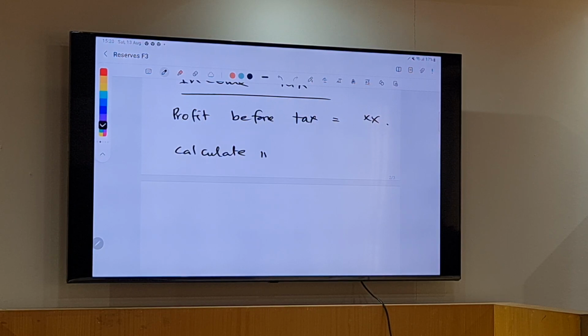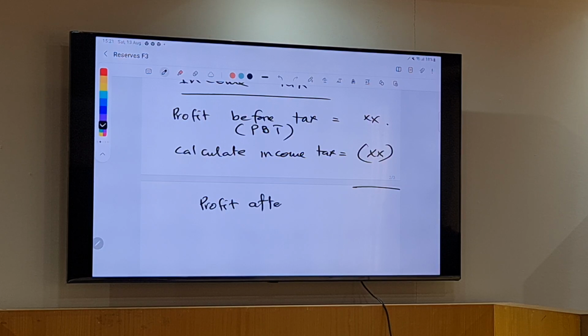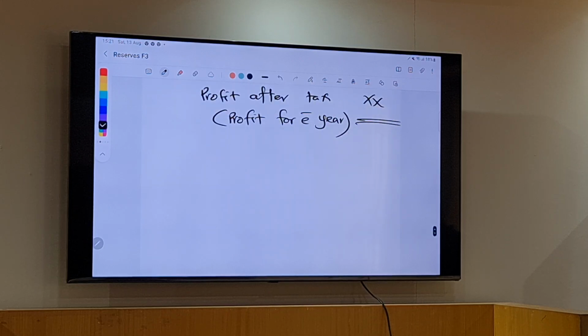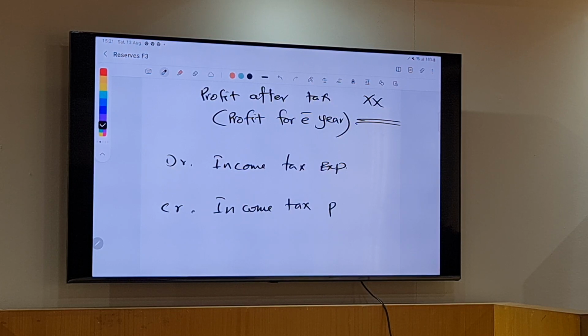Calculate income tax. You will arrive at that amount. And before this you call it profit before tax, and after this you call it profit after tax, sometimes profit for the year. So this is what you do. Double entry: debit income tax expense, credit income tax payable. That's the double entry.